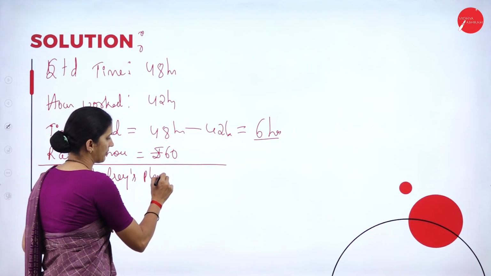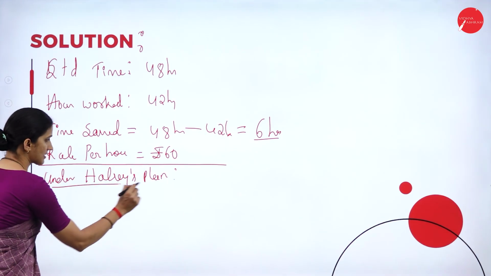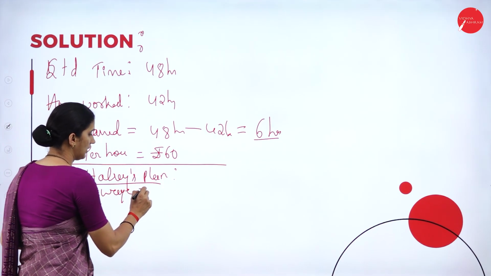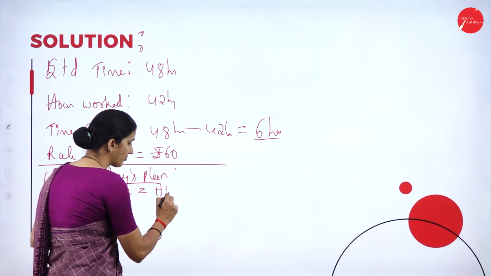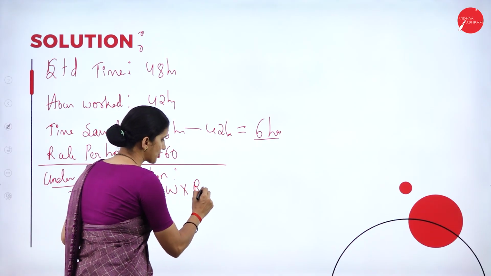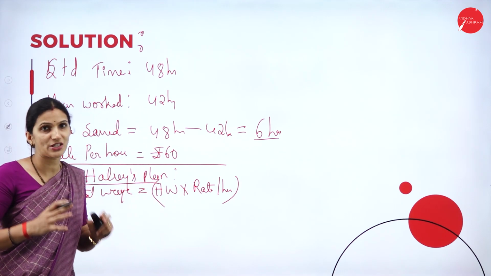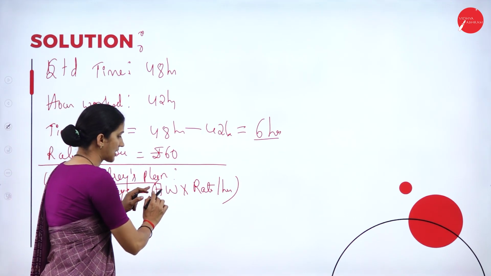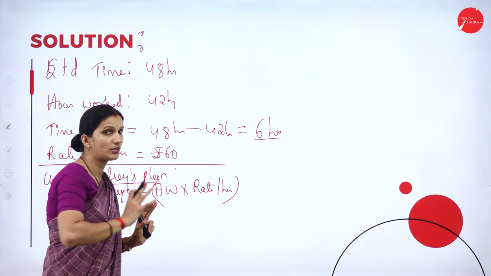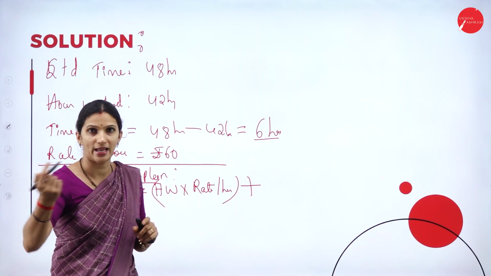Halsey's premium plan. So under this, what is the formula we have? Under Halsey's plan, your total wage formula is hours worked by each employee into rate per hour. So this is the guaranteed wage he will get. Based on the hours he has worked, he will get a rate per hour, so that he will be getting the guaranteed wage, plus he will get the bonus on time saved.